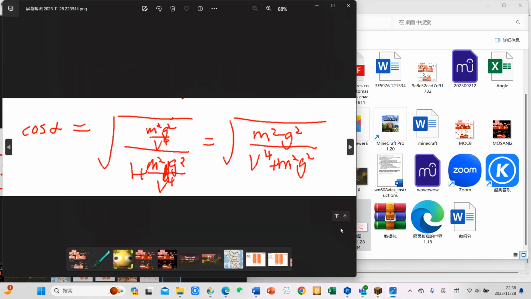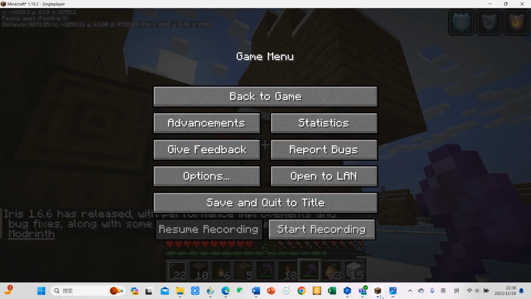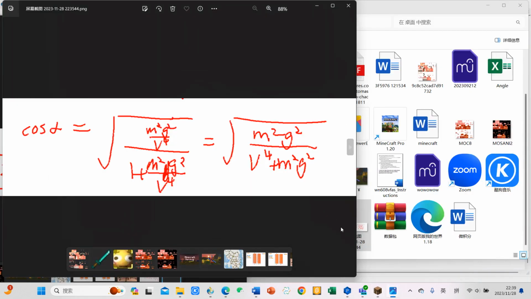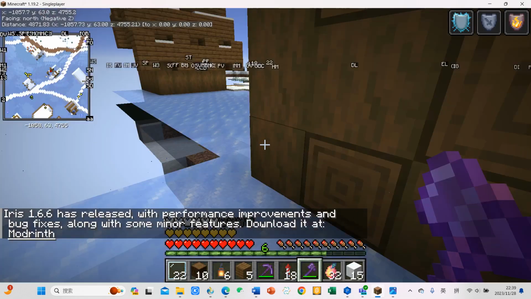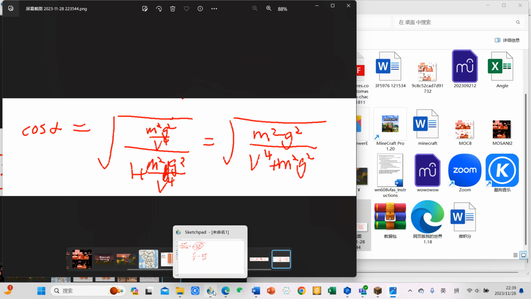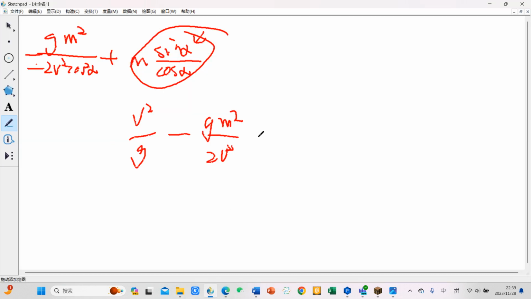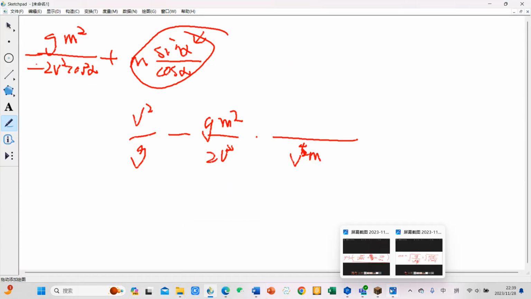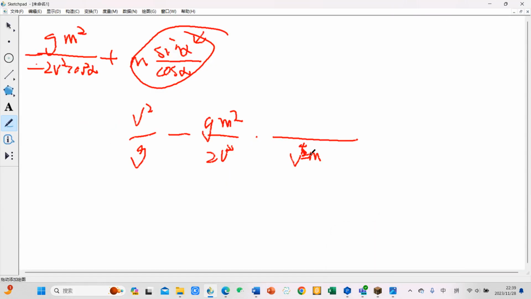So cosine alpha square is, oh, stop it. Let's play. Stop it. V4 M2G2. Okay, it's V. No. Oh, my memory. Okay. Plus. Fine. I just can't remember anything. My short-term memory really sucks.